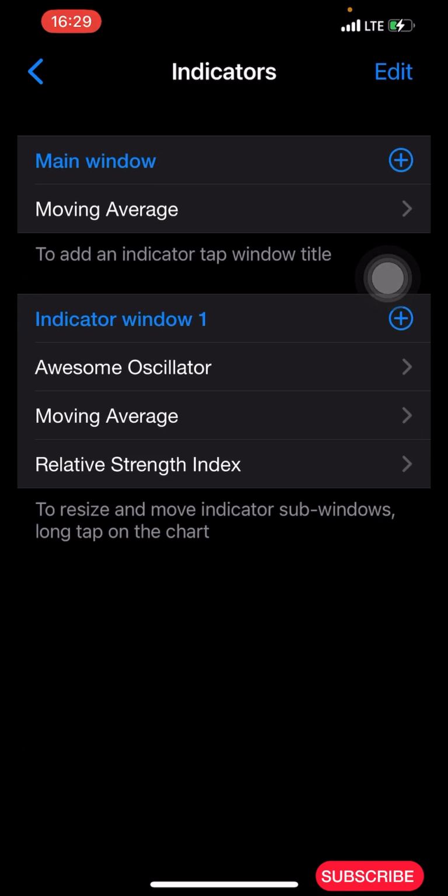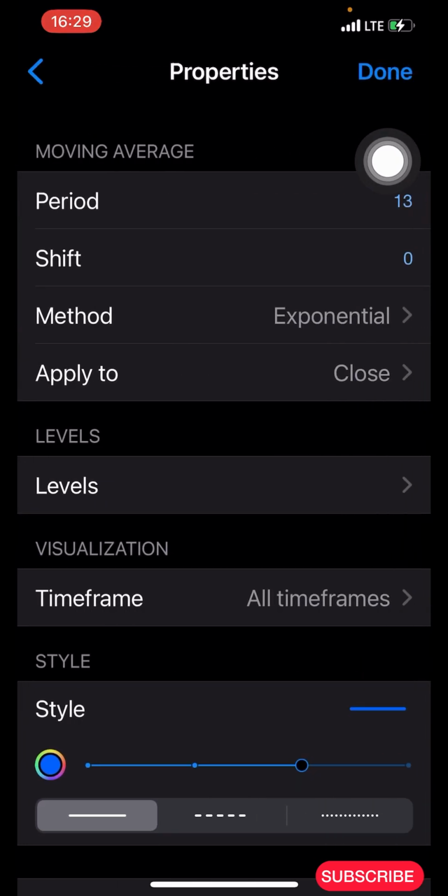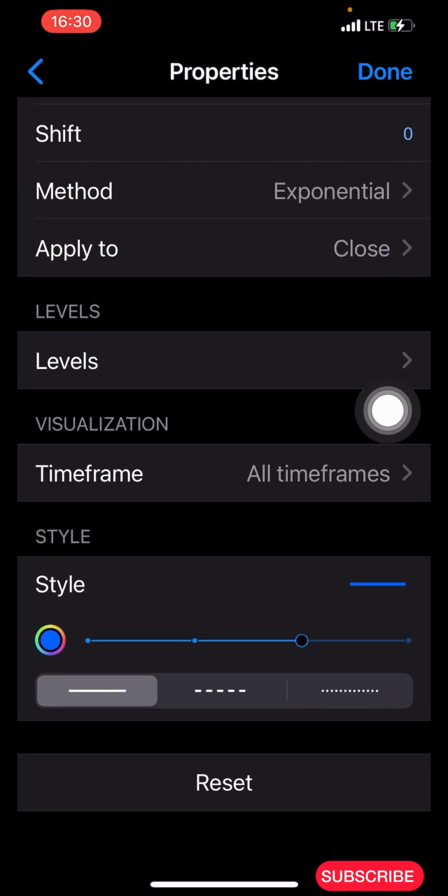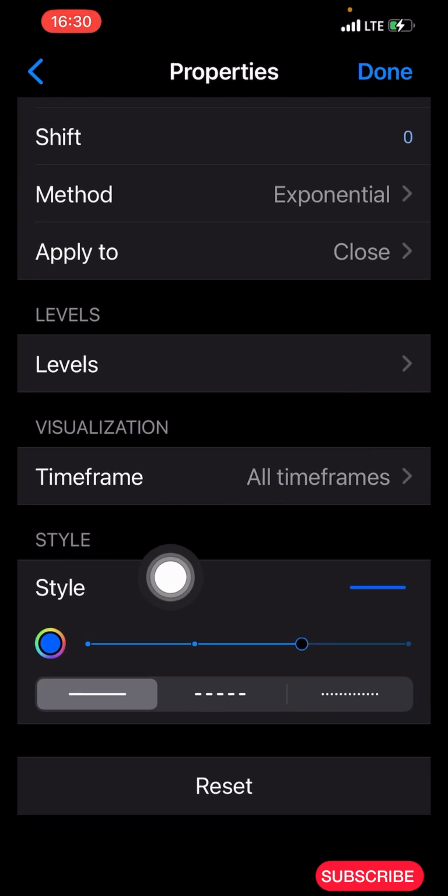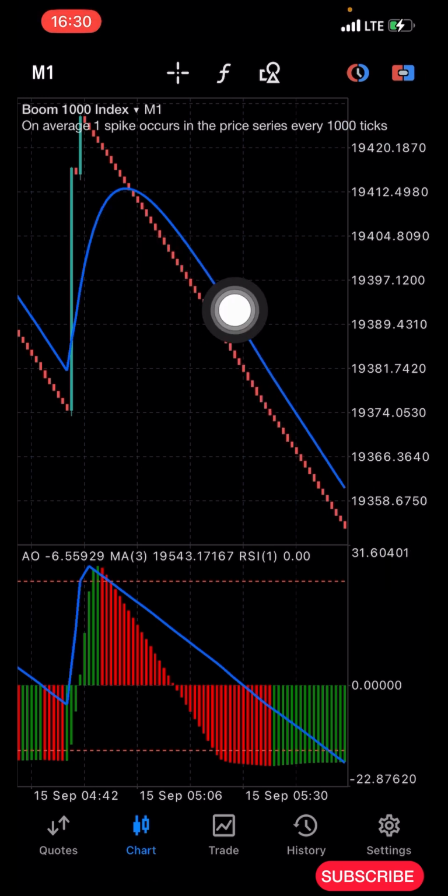So the first indicator we have here is moving average. You have to click on this plus icon here. After clicking on that, you search for your moving average. So the property for this moving average is, you can see here, the period is 13, shift is 0, method is exponential, apply to is close, the level you leave it as it is, time frame all time frame, the style you make it color blue, 3 pixel, and you are done with the moving average.